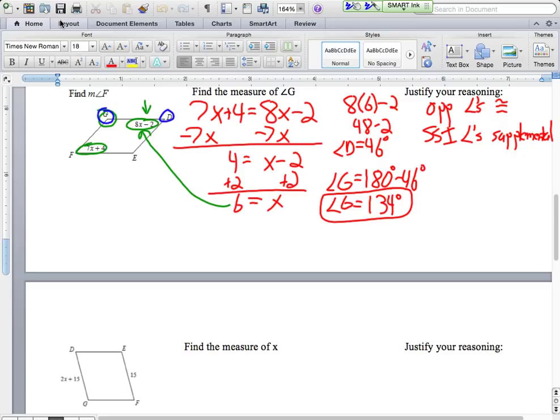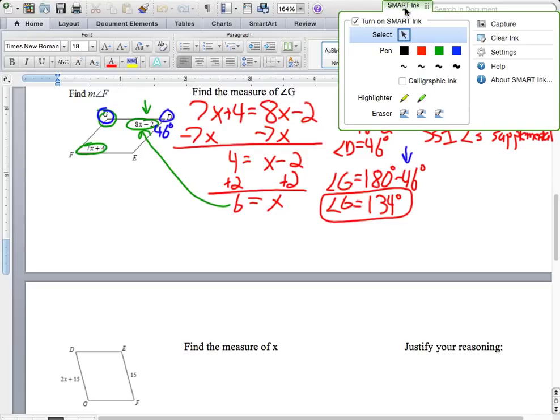Now that I know this one is 46 degrees, I know that it has to add up with G to equal 180. So we'll just take 46 away from 180, and that'll leave me angle G. So there's 134 degrees left, so angle G is 134 degrees. Just from my reasoning, I've got to use both things because I used opposite angles congruent to solve for x, and then once I knew x and plugged it in, I had to use same side interior angles, or supplemental, to figure out what angle G was. So that one used both properties. All right, let's go ahead and move on.